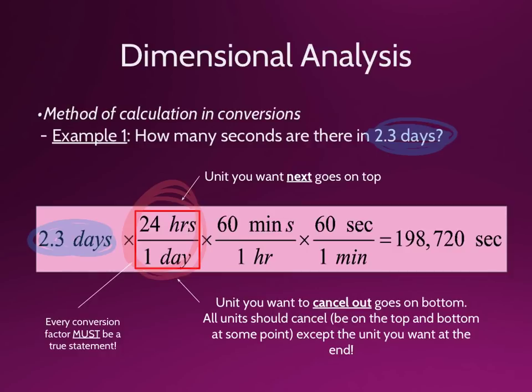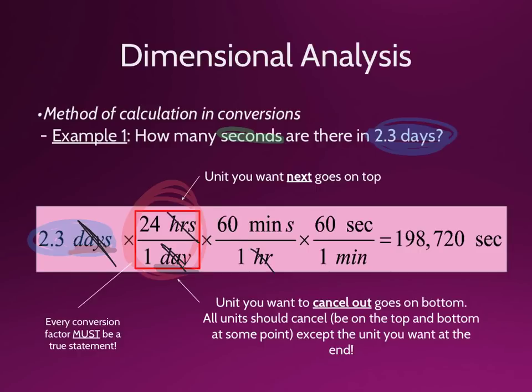Now, in this case, you might be wondering, why does days go on bottom? What we have going on is we need whatever unit was here to be on bottom, because remember, if we're talking about canceling things, the numerator and the denominator will cancel. So this cancels out this, and our current unit is hours. Now, to get rid of hours, because our final answer needs to be in seconds, we are going to compare hours to minutes. I know that in 1 hour, there are 60 minutes. And again, we want hours to cancel, so we put hours on bottom.